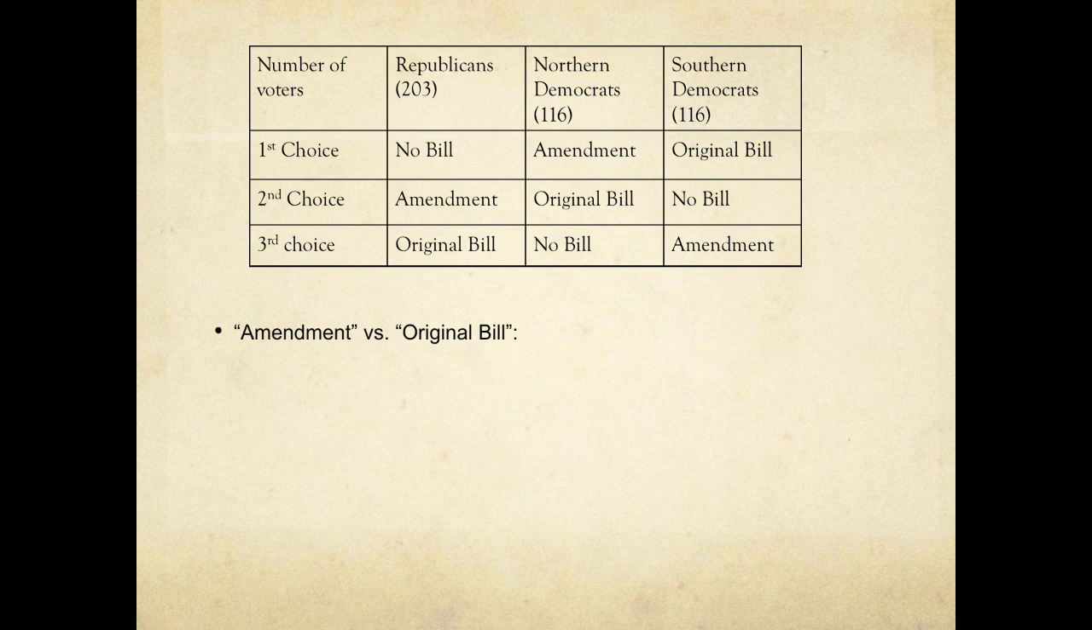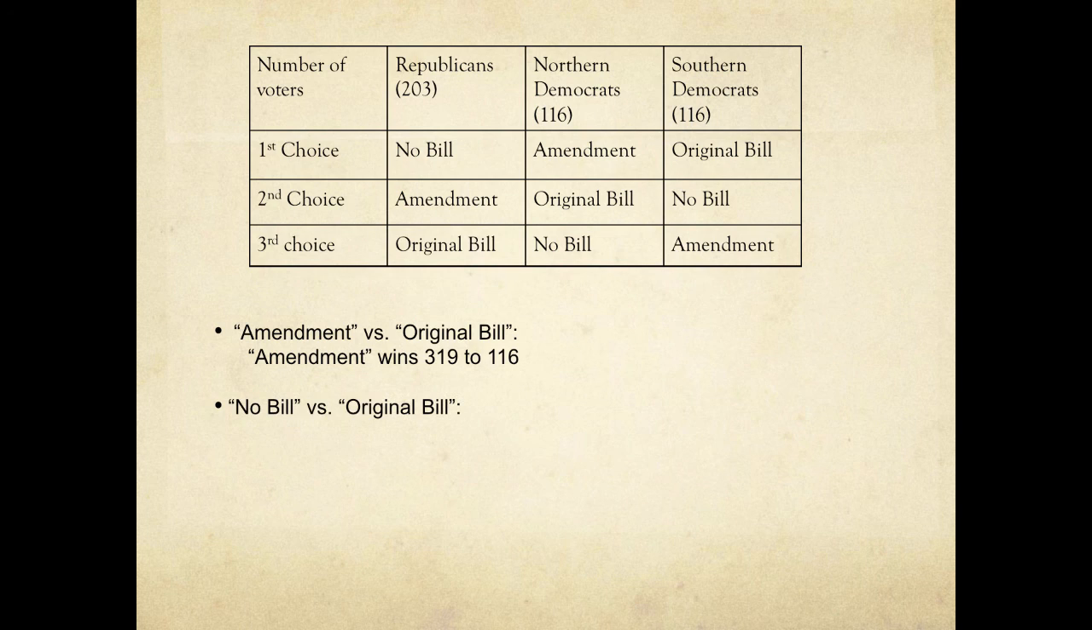Let's compare just the amendment with the original bill in this group of voters. The amendment wins 319 to 116, and that's because the Republicans and the Northern Democrats have teamed up, and both of them prefer the amendment over the original, and that makes 319 to 116, the 116 for the Southern Democrats.